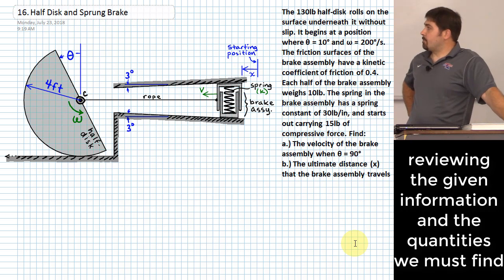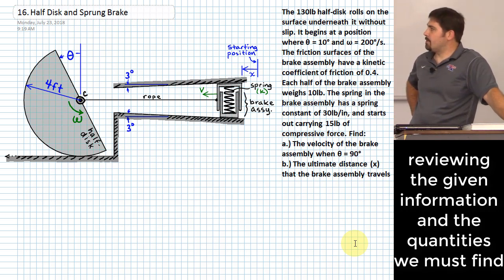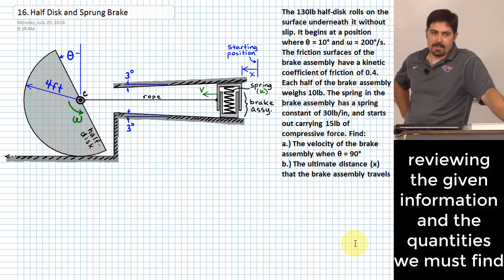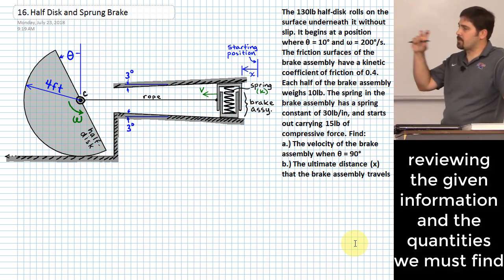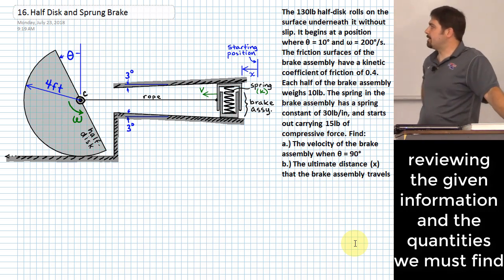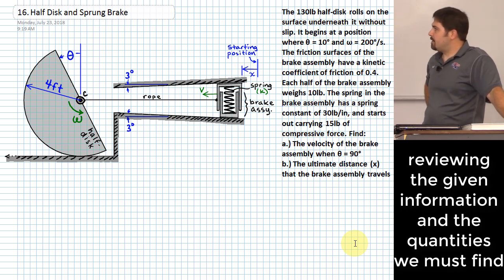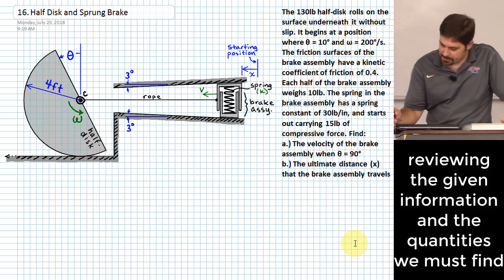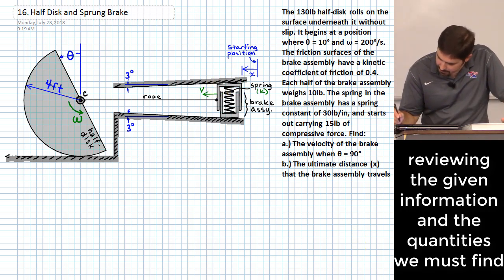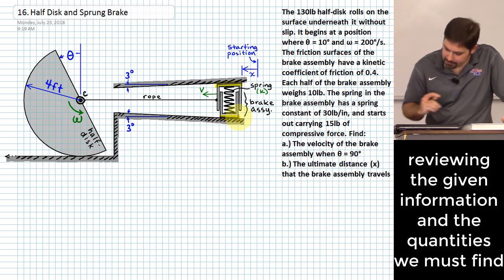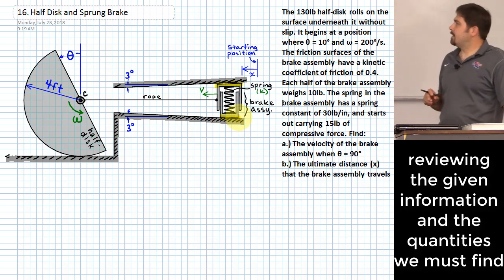So the spring inside of the brake assembly has a spring constant of 30 pounds per inch, and before we even get started, when the brake assembly is in its starting position, it already has 15 pounds of force in the spring. In other words, it starts out not with the spring being relaxed, it starts out such that the spring has some compression, I should say. The coefficient of friction between the mating friction surfaces, which would be basically up here on the top and down here on the bottom, the coefficient of kinetic friction there is 0.4.